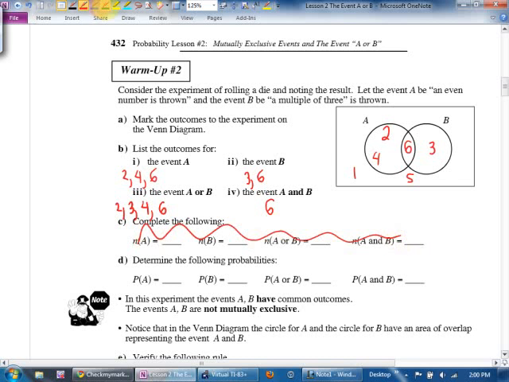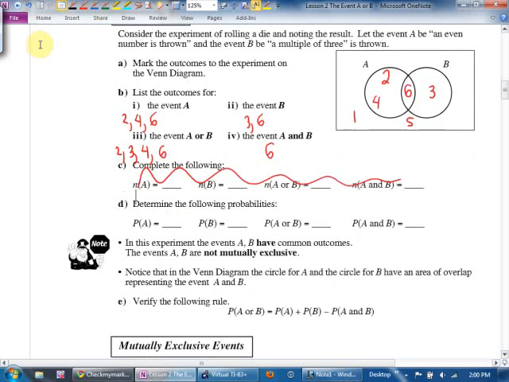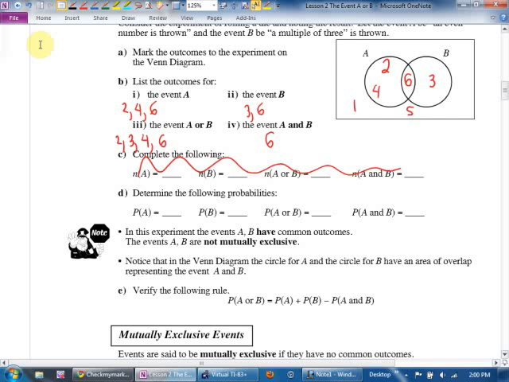So, what's the probability of A occurring? 3 out of 6. What's the probability of B occurring? 2 out of 6. What's the probability of A or B occurring? 4 out of 6. What's the probability of A and B occurring? Here's the question. Can you use these numbers to get an equation? And the short answer is, yeah.